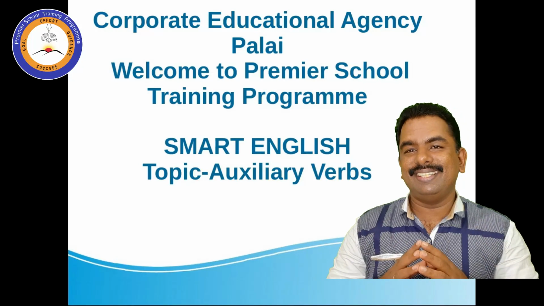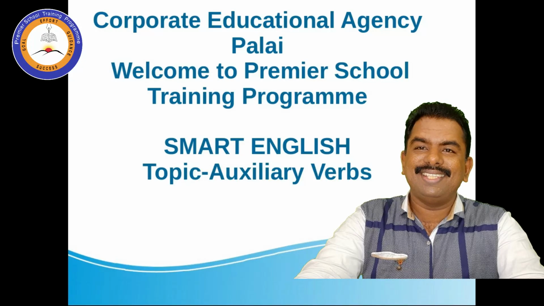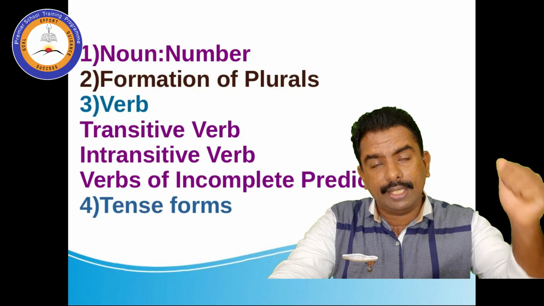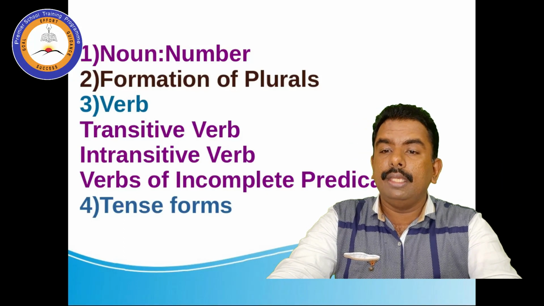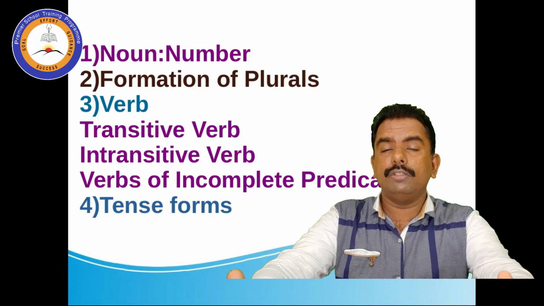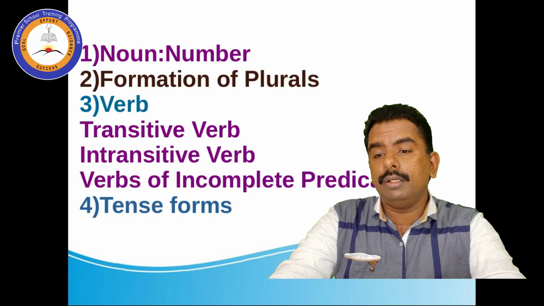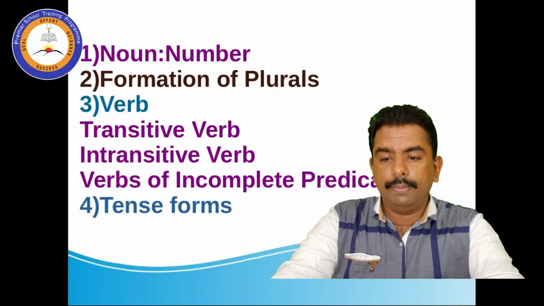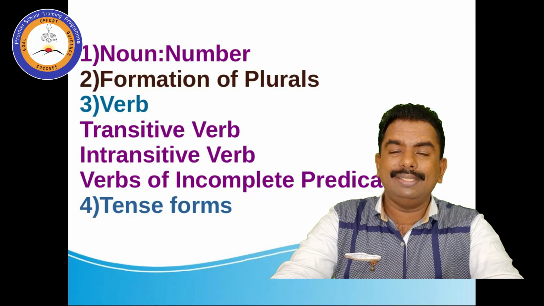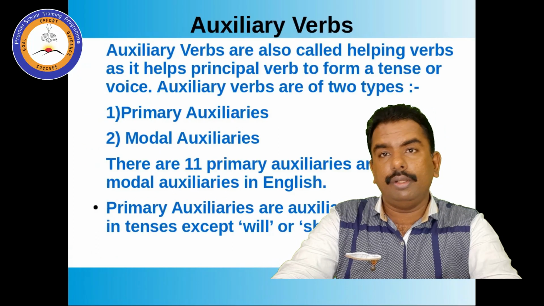Today, we are going to discuss the next topic. Today's topic is auxiliary verbs. In the last class, we discussed the noun number, then formation of plurals, then verbs in detail: transitive verb, intransitive verb, verbs of incomplete predication, and then tense forms. Today we are going to study in detail the auxiliary verbs.